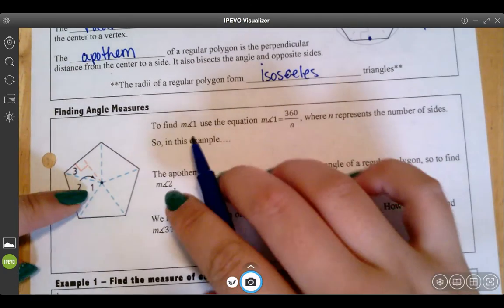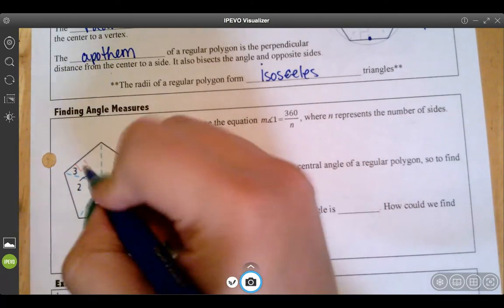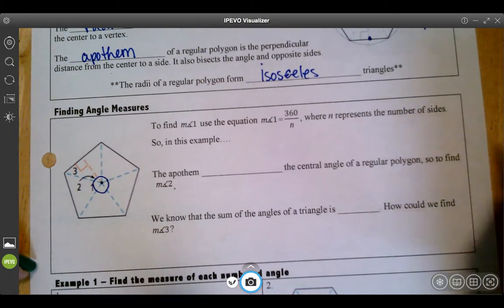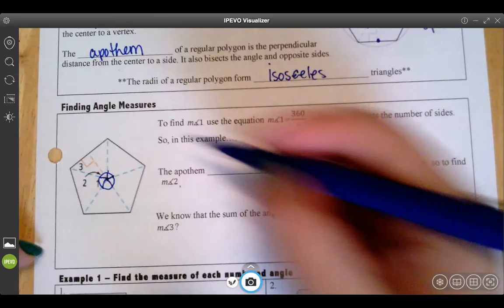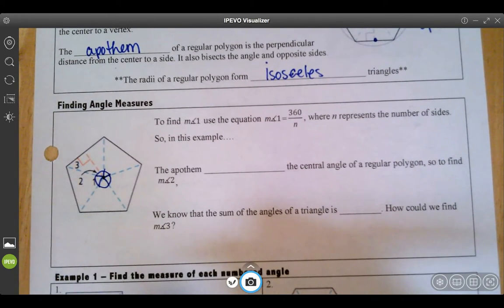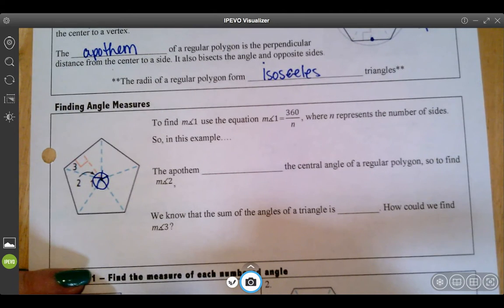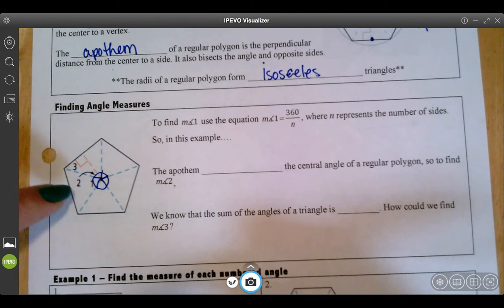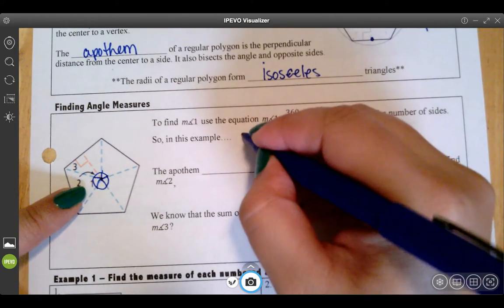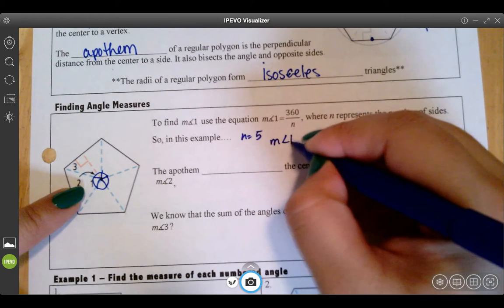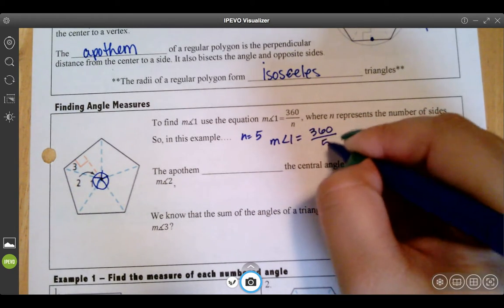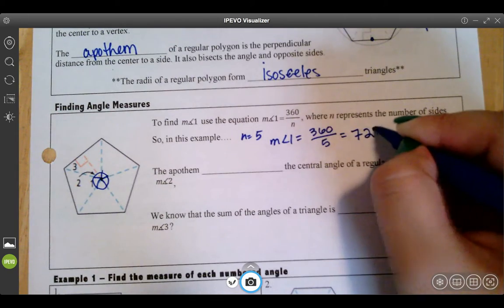Okay, so in order to calculate this central angle, we're going to take 360, which would be if we could take the whole circle, and then we're dividing it into all of these pieces. So I took a circle, divided it into 5 pieces, and that's how we'll find the central angle for a pentagon. All regular polygons will have, so for example, all regular pentagons will have the same central angles. All regular hexagons will have the same central angles. Okay, so in this case, because this is a pentagon, n equals 5, so the measure of angle 1 equals 360 divided by 5, which is 72 degrees.